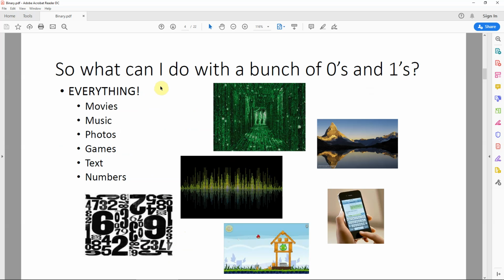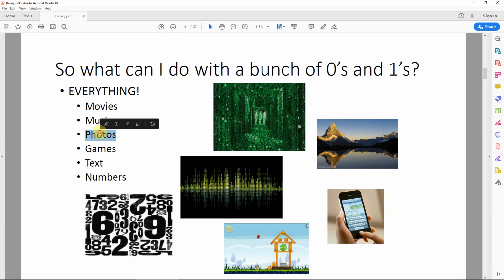Okay, now what can we do with a bunch of zeros and ones? Well, pretty much everything, you know. And here's a picture of the matrix I was referring to earlier. Well, movies, right? They're just a bunch of zeros and ones. Music, the waveforms, just a bunch of zeros and ones. Photos, each pixel in a photo, a bunch of zeros and ones. Games, right? The physics behind it, the trajectory of the Angry Bird here, zeros and ones in the underlying surfaces. It's all encoded into zeros and ones.